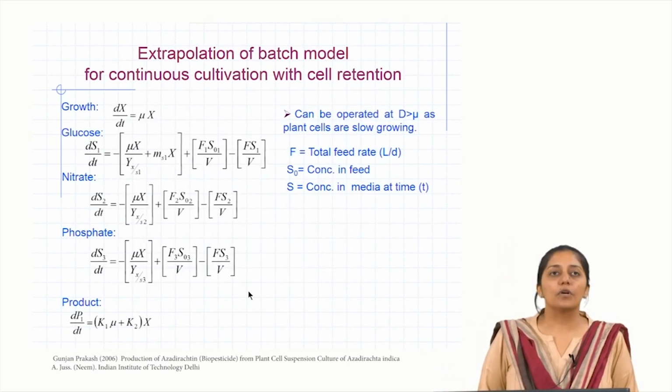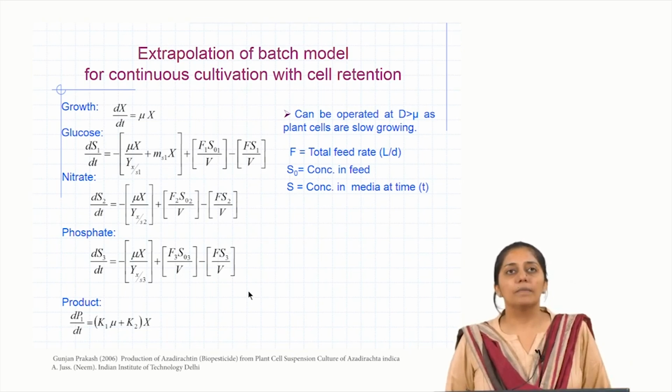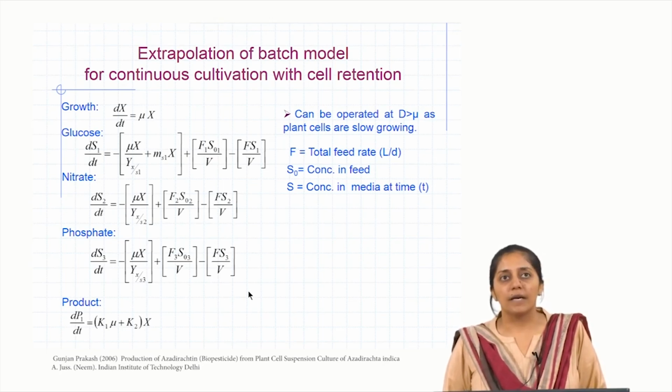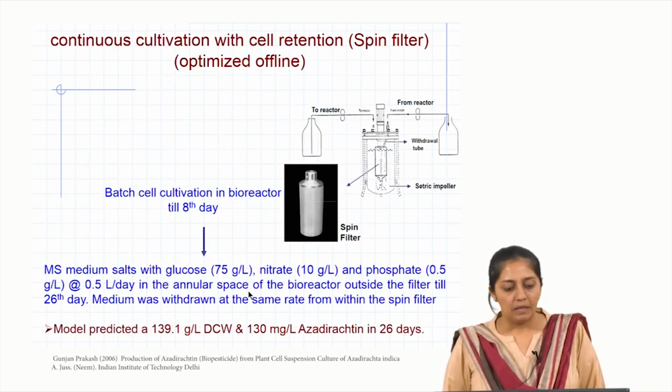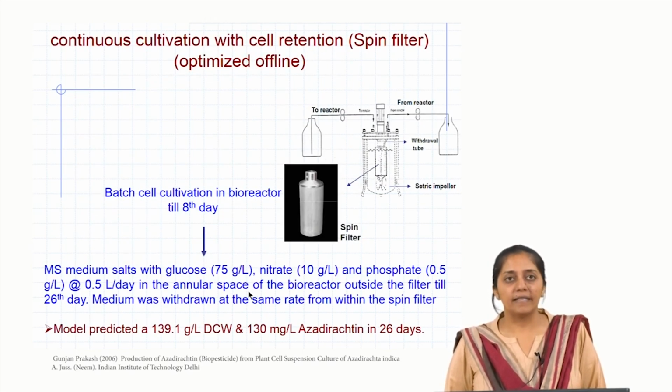Then the batch model was further used to develop nutrient feeding strategies in continuous cultivation, where again the same model parameters were used to design equations for the continuous cultivation, and then the model was simulated and experimentally validated. One of the strategies which could give higher azadirachtin productivities than in fed batch or in batch was chosen for experimental validation in continuous cultivation.